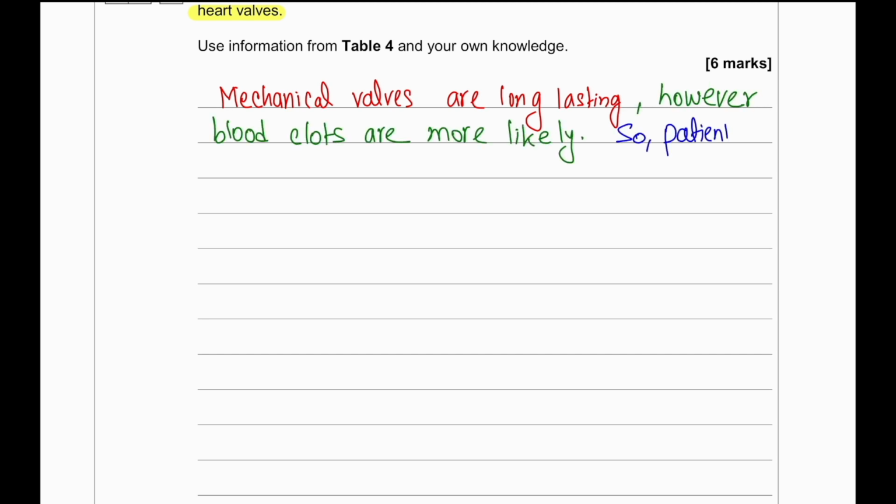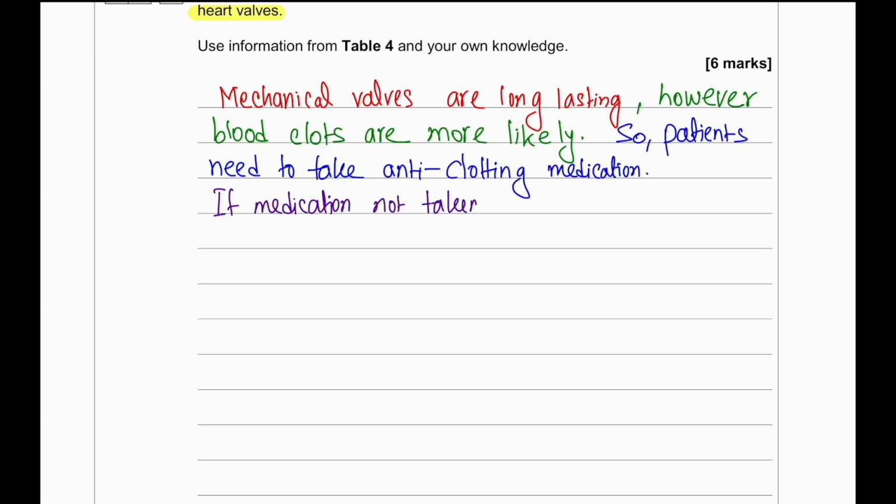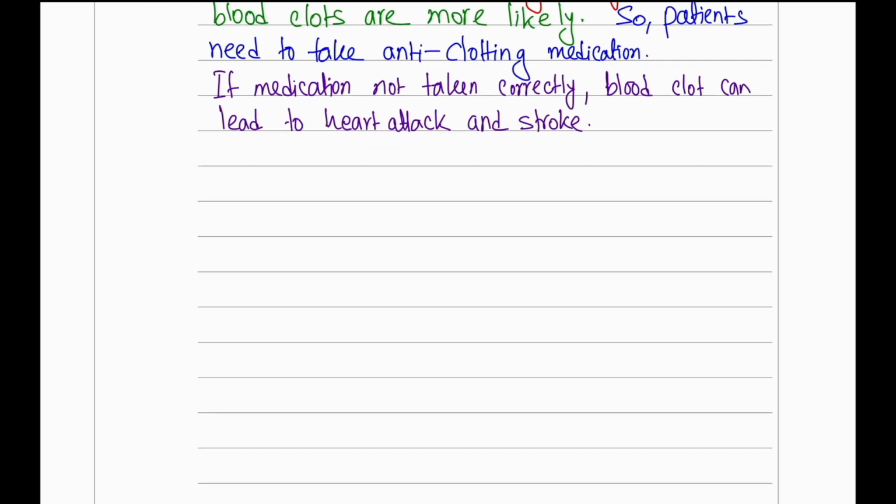Some patients say that they can hear the valves opening and closing as well. Survival rate after 5 years is very, very high in comparison to that of the biological valves. Lower percentage of death due to heart-related problems.